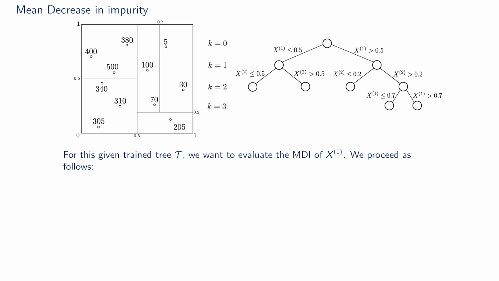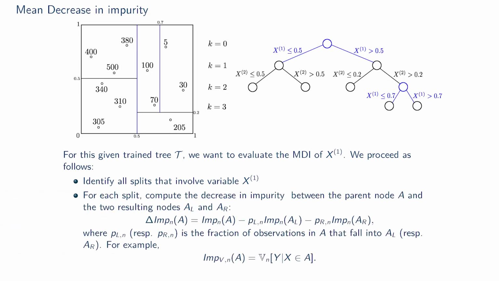We proceed as follows, starting by identifying all the cuts of the tree that are made according to the variable x1. For this tree, 2 cuts are made according to x1. They appear in blue on the partition. We then compute the decrease in impurity associated with each of these cuts. First, the first cut according to x1, shown here in blue. Then the second cut according to the variable x1, shown here in blue.